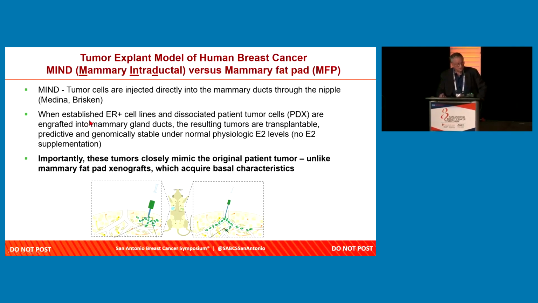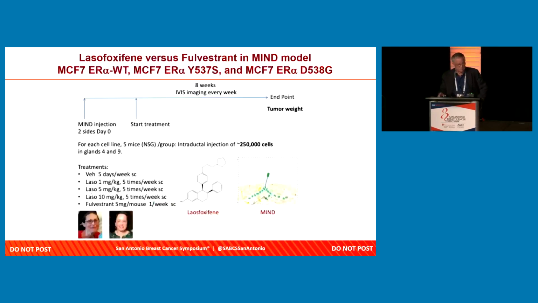So when established ER-positive cell lines and from patient tumors or cell models are engrafted into the mammary gland ducts, the tumors are transplantable, predictive, genomically stable. You don't have to supplement the mice with estradiol. It's not necessary. And importantly, these tumors closely mimic the original patient tumor, unlike mammary fat pad xenografts, which acquire basal characteristics very quickly, are not very representative of luminal breast cancer.